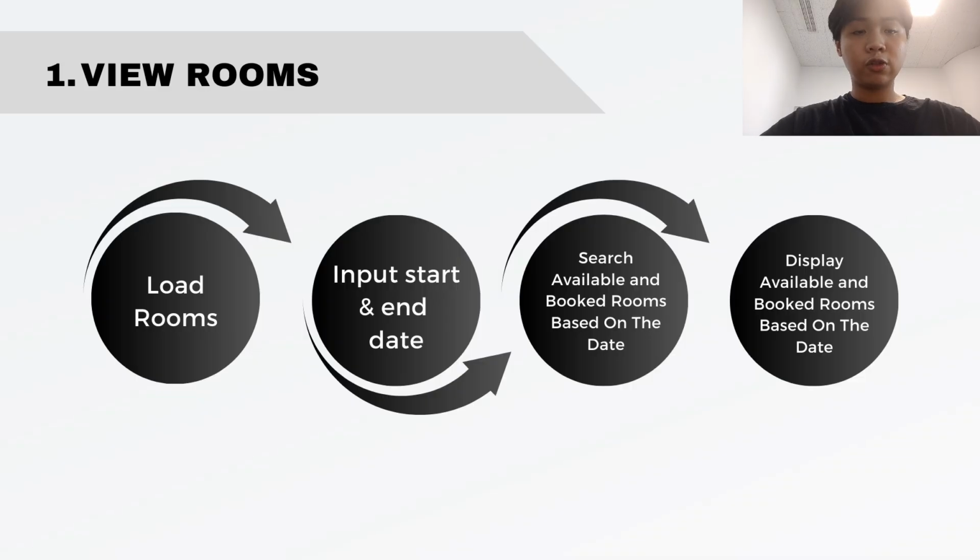So the first function is for view rooms. It will start by loading the rooms from the accommodation data.txt. After that, the user will input the start and end date, and the program will calculate the input and will search the available and the booked rooms based on the date from the array that is available in the accommodation.txt. After that, it will display available and booked rooms based on the date.